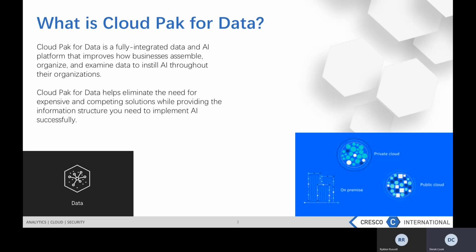And there's going to be two versions of Cloud Pak for Data. We're going to have a cloud native and then an enterprise edition. So with those two, of course, we're going to see that it's going to eliminate the need for those expensive and competing solutions, and then overall providing the information structure you need to implement AI successfully.